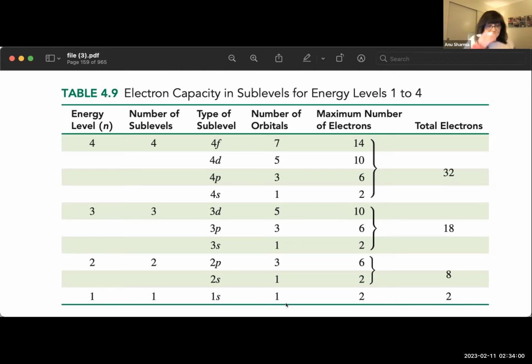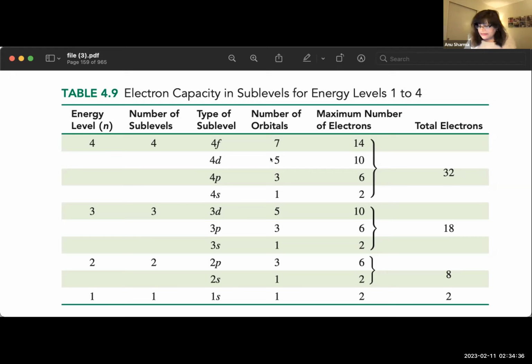So regardless, whenever there is an s subshell, it will always have 1 s orbital. Similarly, the p subshell will have p orbitals. Regardless of whether it is at 2, at 3, or at 4, it doesn't matter. It will always have 3 orbitals. Same is the case with the d orbitals. D orbitals start from 3d, and they contain 5 orbitals. D subshells, 5 orbitals.